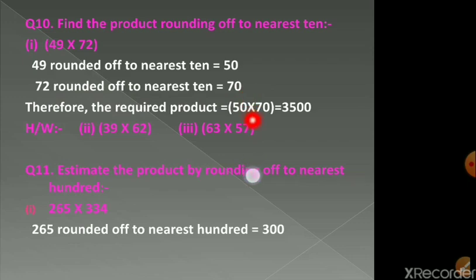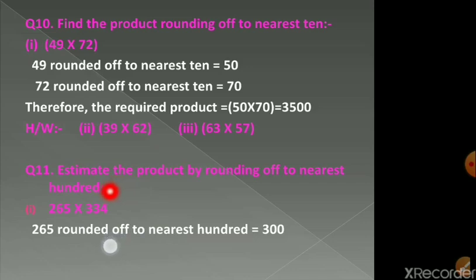Now the product of these two, 50 times 70, it's simple, just multiply 5 into 7 and 5. So 7 5s are 35 and we'll include these 2 zeros. So our answer will be 3500.